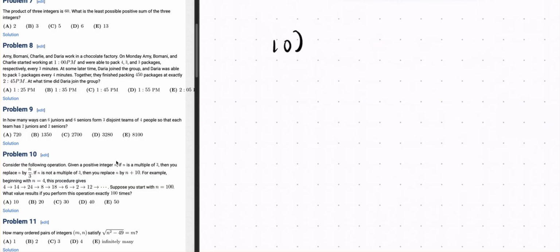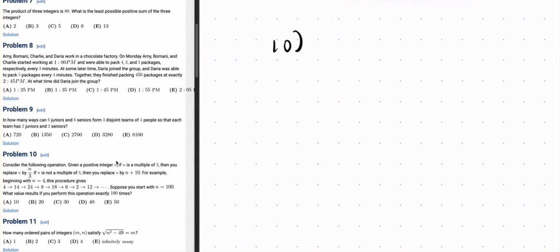Okay, consider the following operation. Given a positive integer n, if n is a multiple of 3, then you replace n by n over 3. If n is not a multiple of 3, then you replace n by n plus 10. For example, beginning with n equals 4, this procedure gives 4, 14, and so on. Suppose you start with n equals 100. What value results if you perform this operation exactly 100 times?